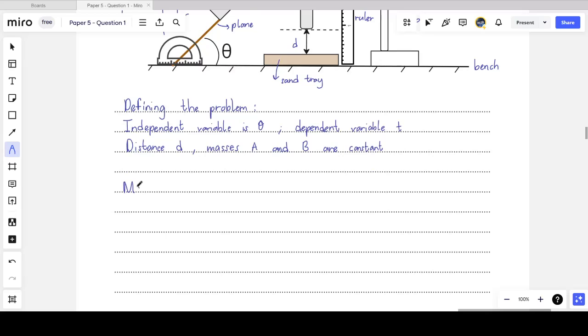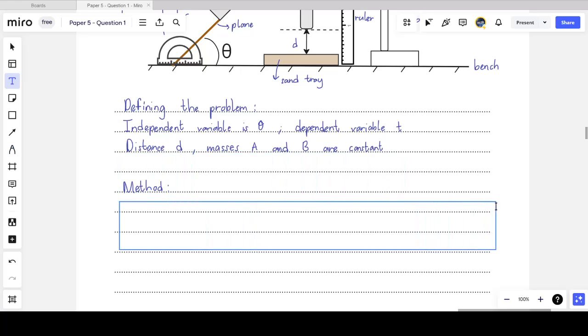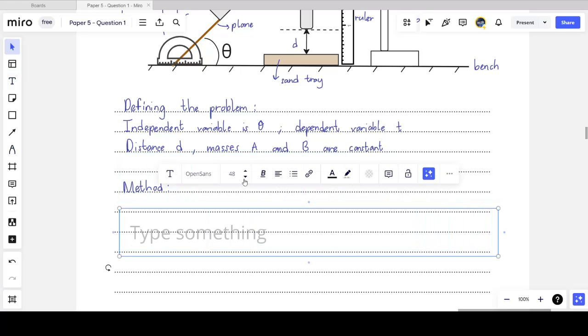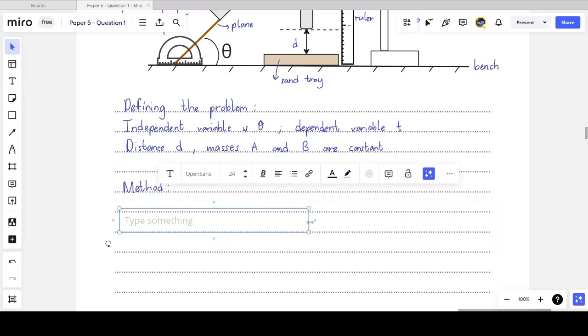So now that I've defined the problem, I need to talk about the method that's going to be suitable. How am I going to carry out the experiment? And again, if you aren't completely convinced about how you want to set up your method, then write everything you would need in order for you to carry out this experiment successfully. What do you think would be important for this experiment to be carried out precisely and accurately?